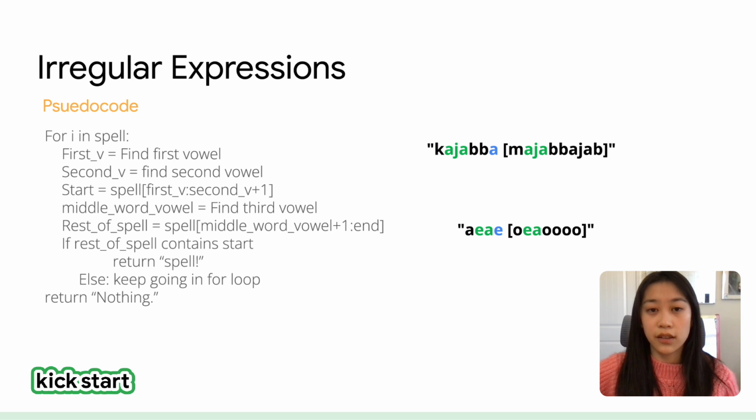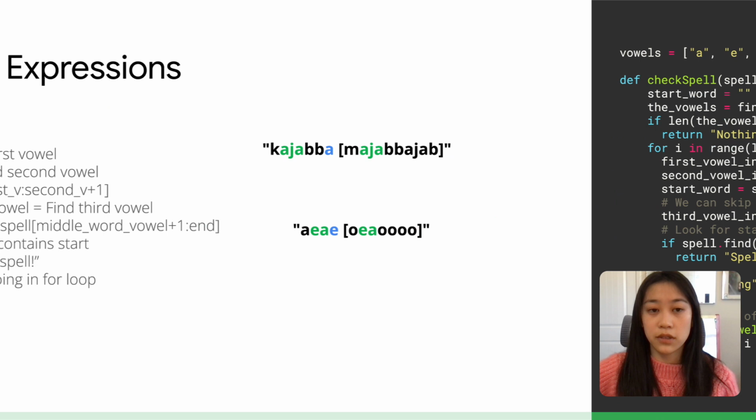If we iterate through all the letters and don't find any valid start, then we know there is no valid spell and we can return nothing.